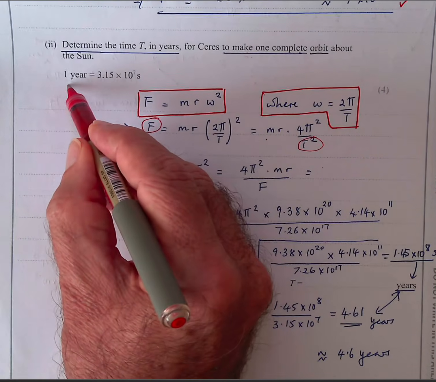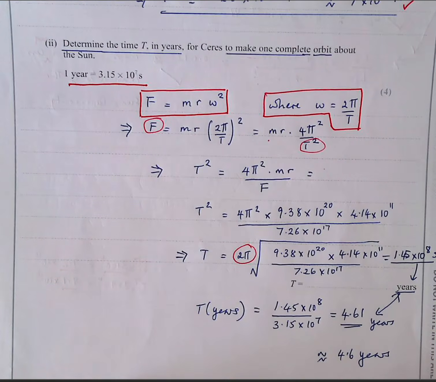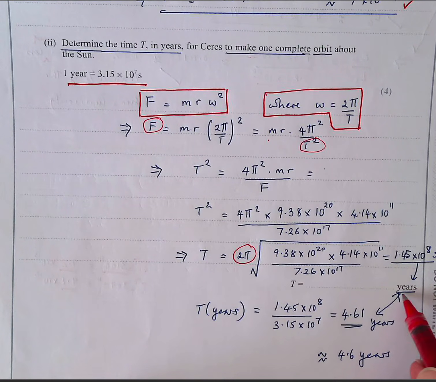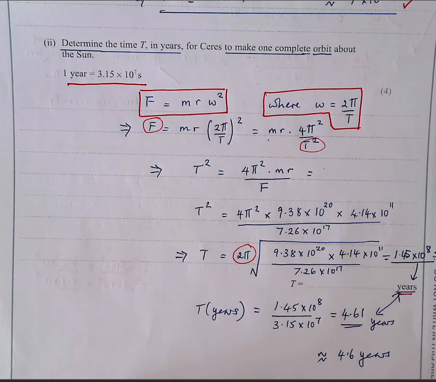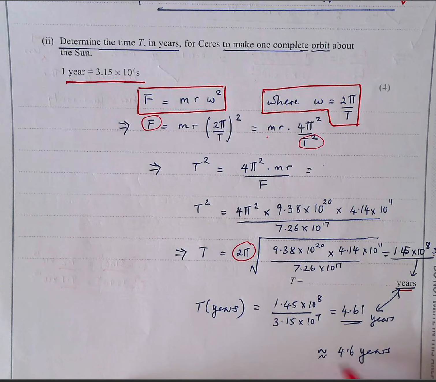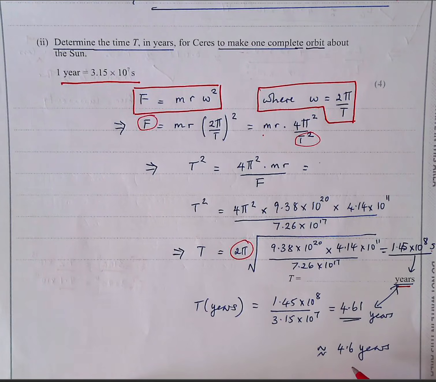Then we know that 1 year in seconds is that, so we want it in years, so we've got to change that from seconds into years. To do that, you divide by the number they've given you, and you'll get 4.61 years, which is approximately 4.6 years. So we don't want a very large number of significant figures. So again, I'm giving these values to two significant figures. I'll just show you how they did it. Question 17.